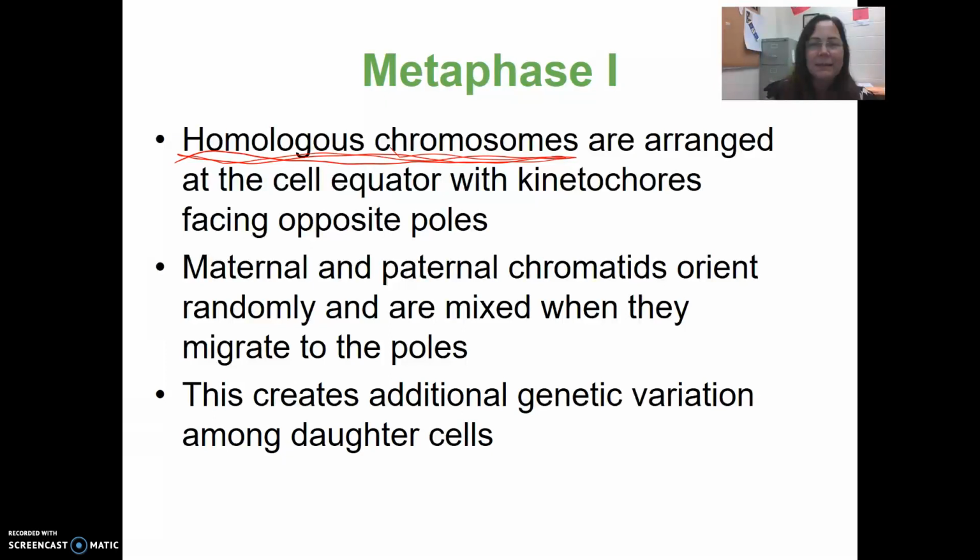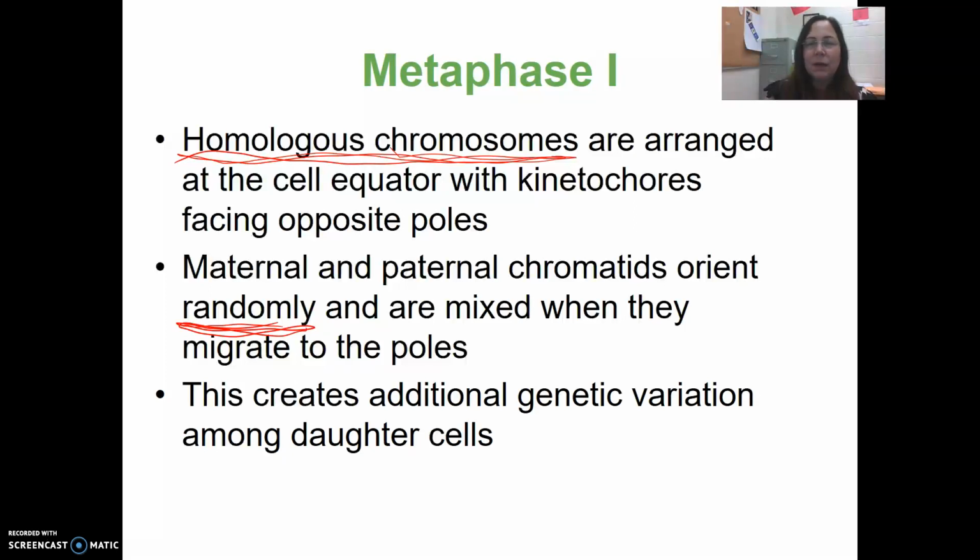And then if you look down at the second point, maternal and paternal chromatids orient randomly and are mixed when they migrate to the poles. That random orientation, in other words, sometimes the chromosome that came from the father will line up on the left, and sometimes it will line up on the right. So that will determine what combination of chromosomes ends up in the gametes. So this random assortment of chromosomes, this random lining up of the chromosome pairs, is going to increase genetic variation.